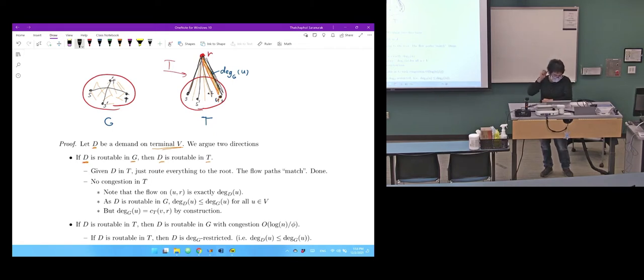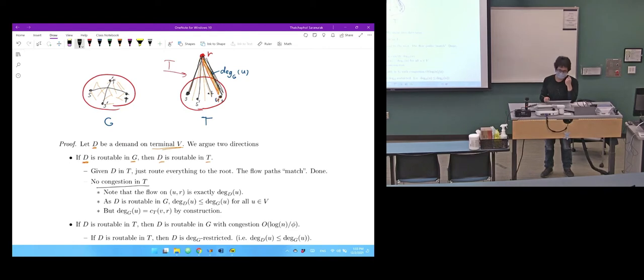So you can also think, from every node's perspective, you just send everything to the root, and then the other endpoint will match at the root, and then you complete the flow path. And now there will be no congestion. The congestion is at most 1.